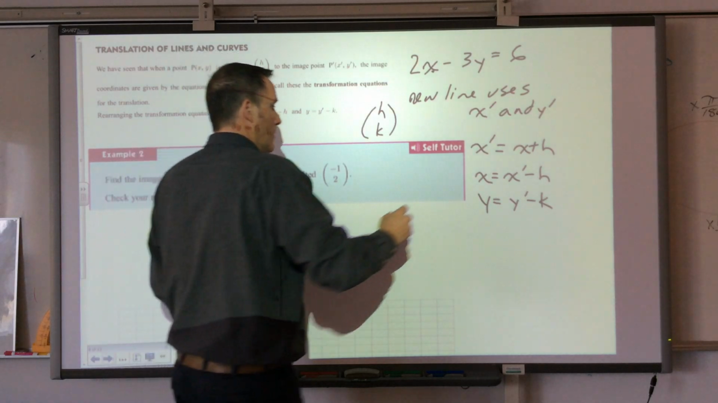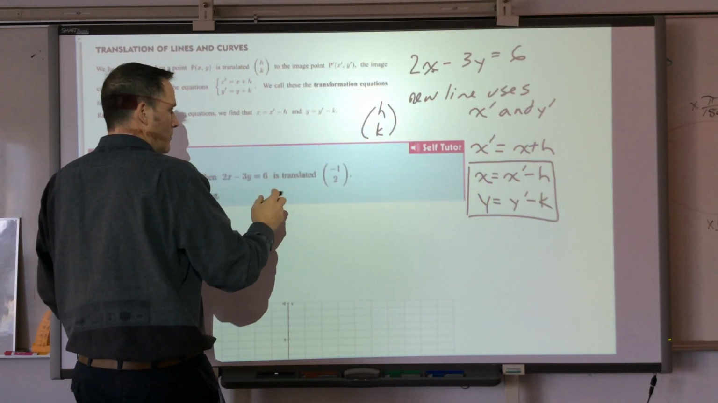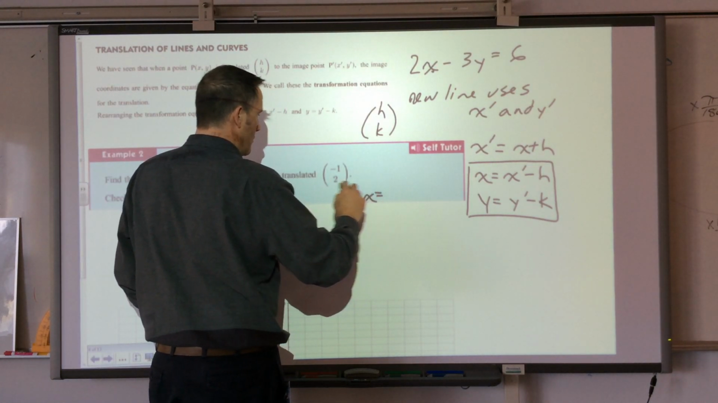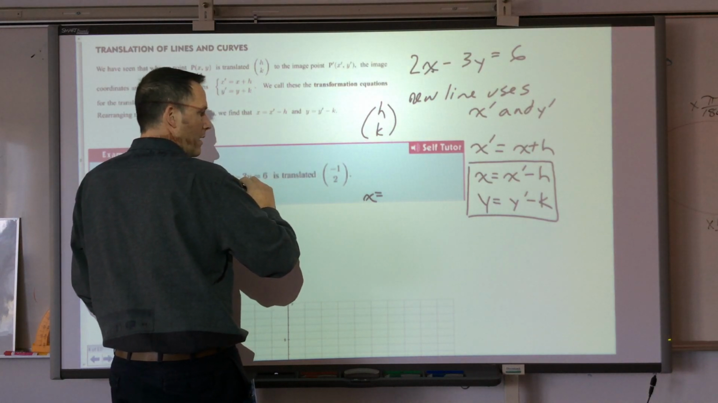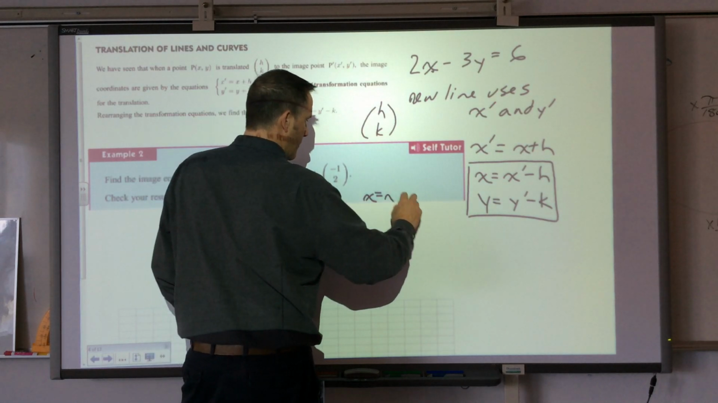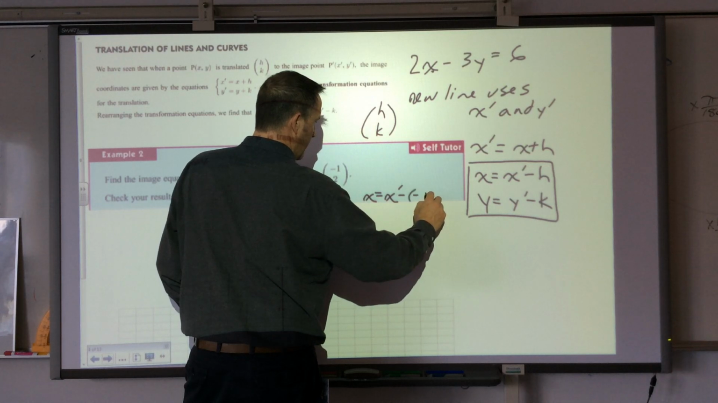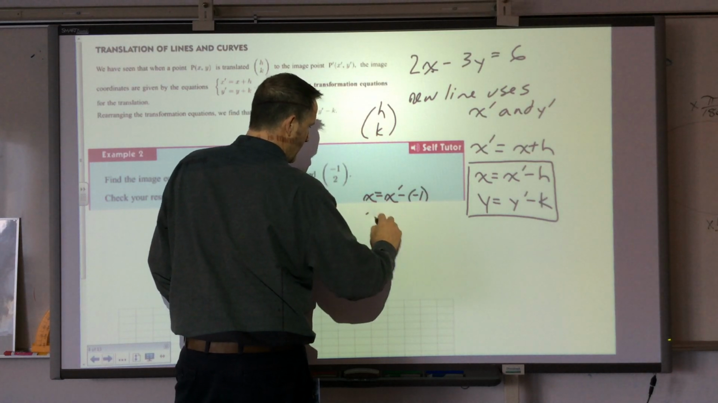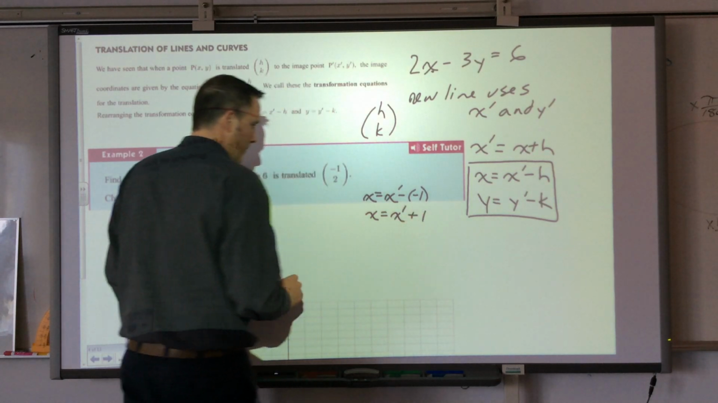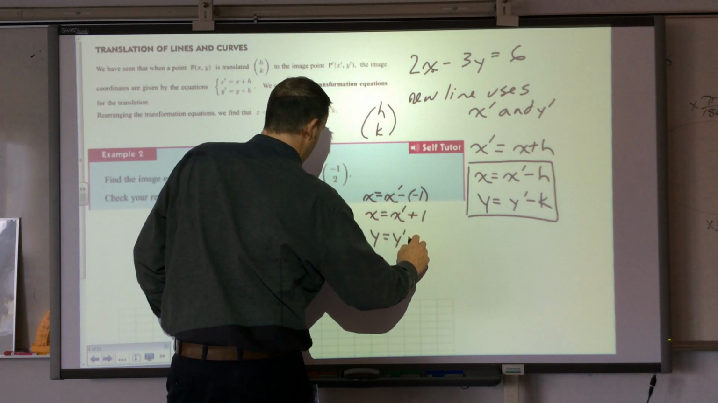Okay, so knowing this, I can come back here and say, okay, x is going to be equal to x prime minus negative 1, which is x equals x prime plus 1. Then I have y equals y prime minus 2.